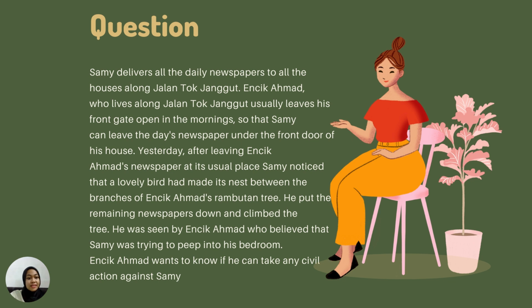Yesterday, after leaving Encik Ahmad's newspaper at its usual place, Sami noticed that a lovely bird had made its nest between the branches of Encik Ahmad's rambutan tree. He put the remaining newspapers down and climbed the tree. He was seen by Encik Ahmad, who believed that Sami was trying to peep into his bedroom. Encik Ahmad wants to know if he can take any civil action against Sami. So I hope you all can answer this question by giving the correct answer after you hear the explanation about trespass to the land from me.